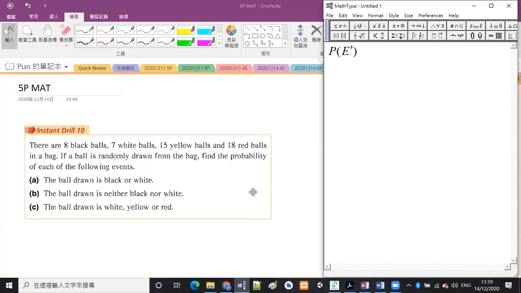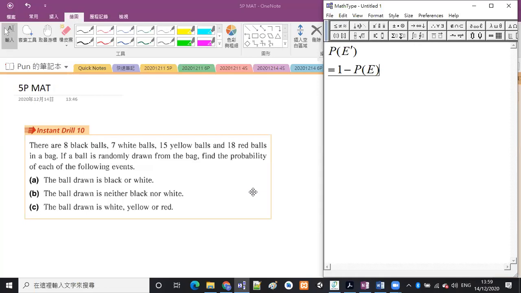We are going to use a prime to denote this. It's equal to 1 minus the probability of that event to happen, because the total probability is equal to 1. The probability of happening plus the probability of not happening already occupies everything. There are no other options, so the sum of them must be equal to 1.